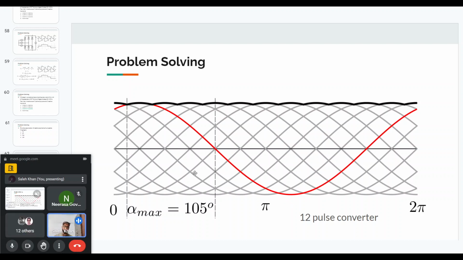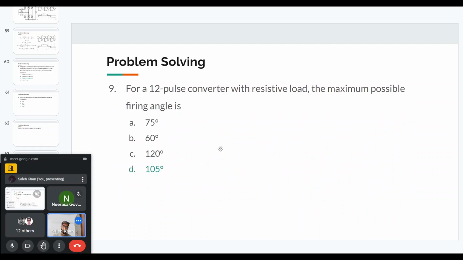So for a 12 pulse converter with a resistive load, the maximum alpha angle, the triggering angle, can be 105 degrees, because beyond this angle you will not get any voltage. You will get a zero voltage. So the answer to this question is 105 degrees, the D option.